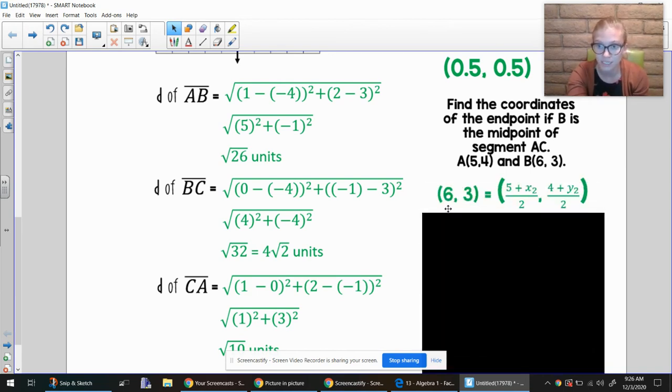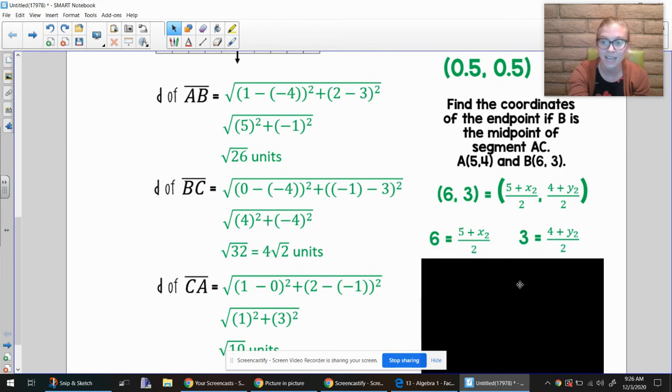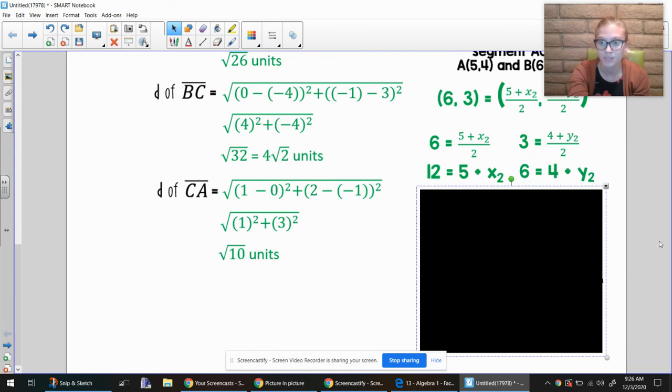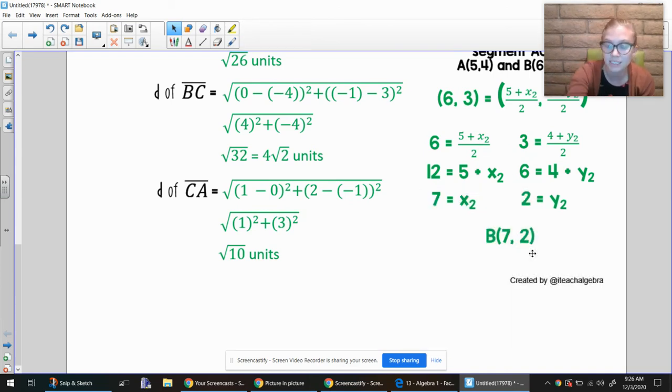We know that (6, 3), the midpoint, is (5 plus x2) over 2, and (4 plus y2) over 2. We can separate these out into 2 pieces. So we have an equation to find our x-coordinate and an equation to find our y-coordinate. We're going to multiply both sides by 2 and then subtract. And our other endpoint is (7, 2).